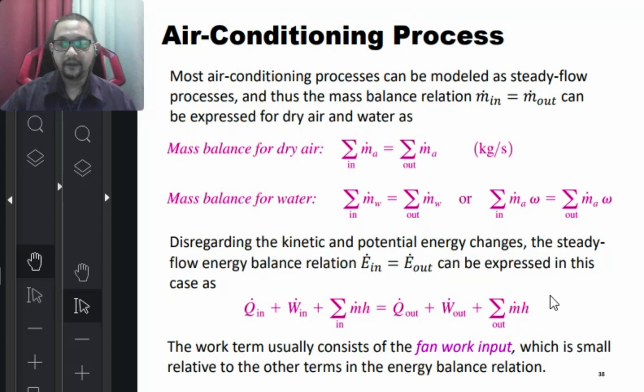One thing you have to remember is the work term usually consists of the fan work input. But this input is small relative to the other terms of the energy balance relations. So the fan work input we can also neglect because it has small values compared to the other energy balance terms. So this is the formula that we will use in the air conditioning processes.